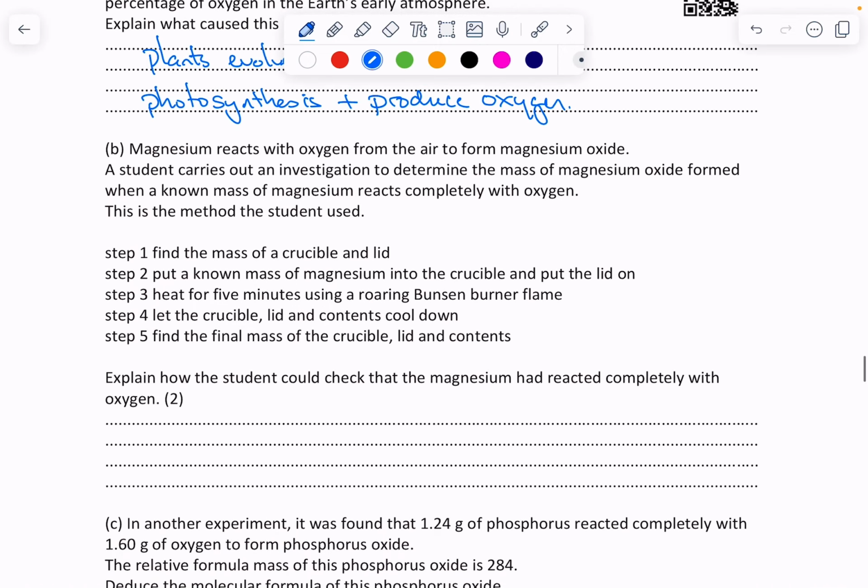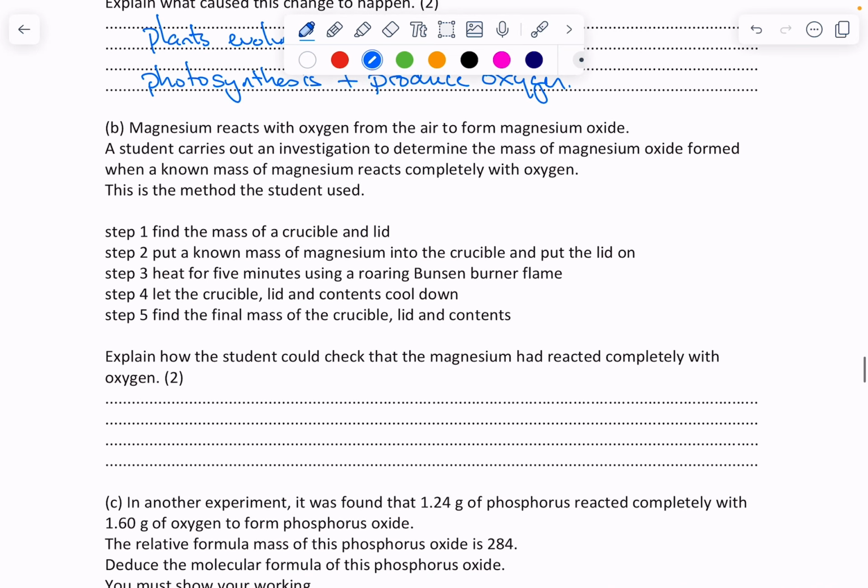Magnesium reacts with oxygen to form magnesium oxide. So we've got a student investigation with a known mass of magnesium that completely reacts. The method is as shown. So we've got 5 steps which the student has done. Explain how students could check that magnesium has reacted completely.